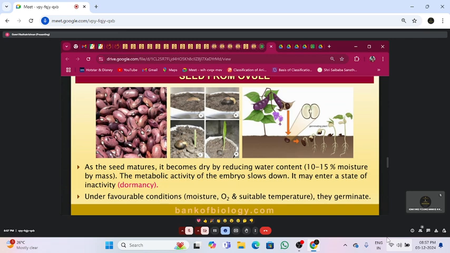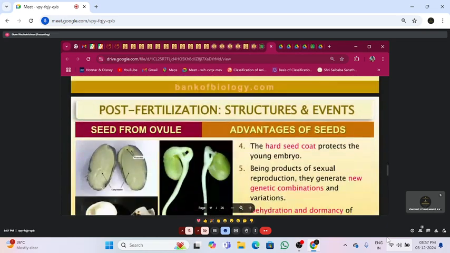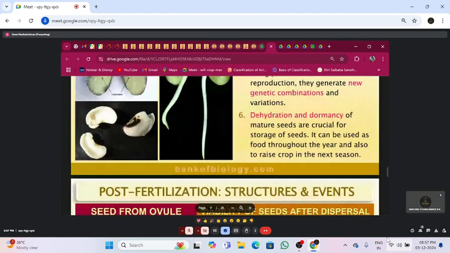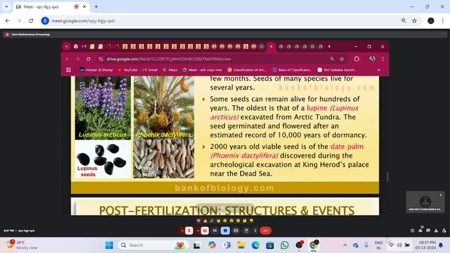What happens is, because of the metabolic activity of the embryo slows down, it reduces the water content and then it goes to inactivity, the dormancy stage. Such a dormancy stage may be for many years. See here, some seeds can remain alive for hundreds of years.